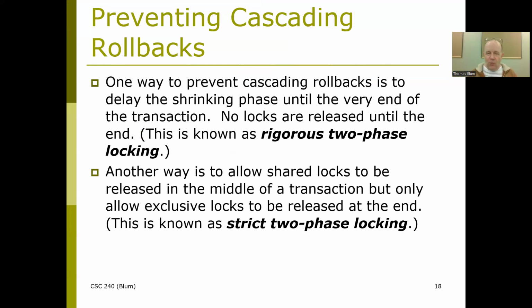So one of the ways to do this is to up the ante a little bit more on our two phase locking and really not let go until the end. So I sort of shorten my shrinking phase to just, at the end, let go of the locks I have.